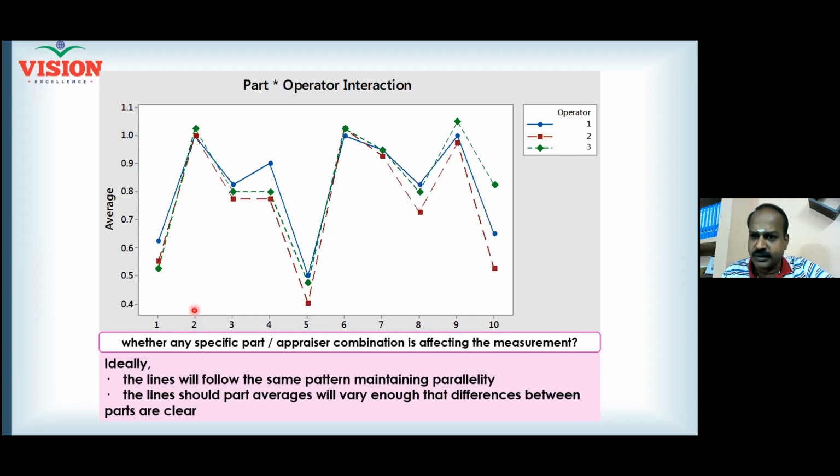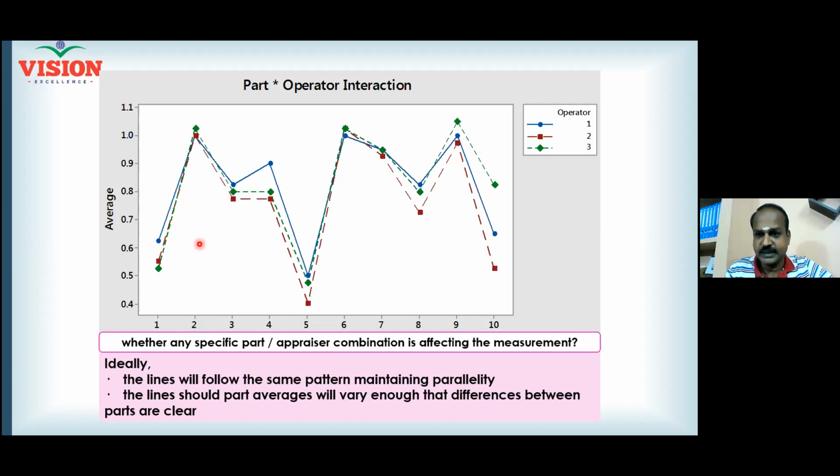Suppose he is going down, he is creating trouble, isn't it? Because 2 is obviously a higher value, so he should place it above. And the lines are required to follow the same pattern, required to be parallel. Suppose the lines are overlapping, beautiful.